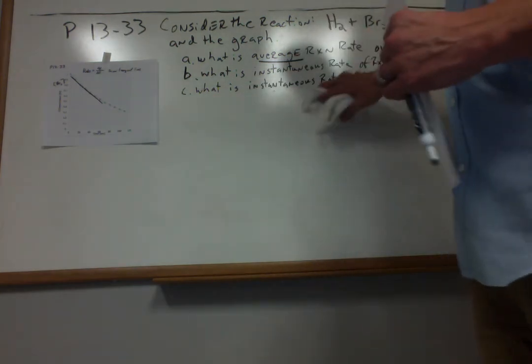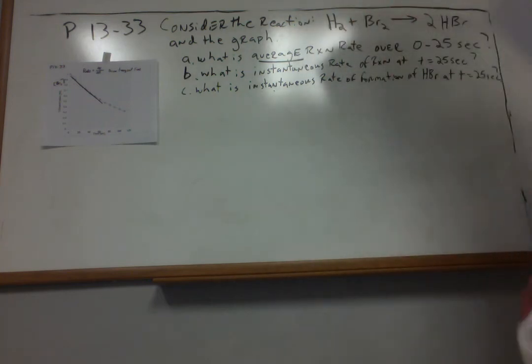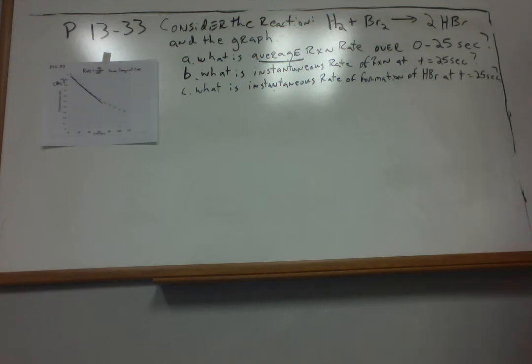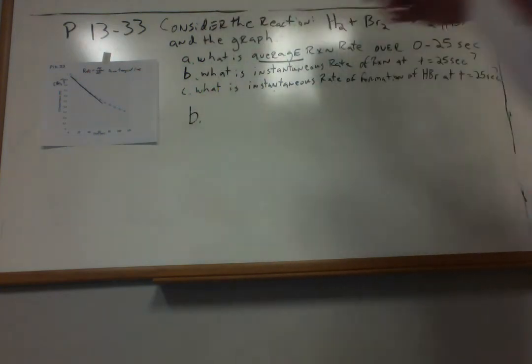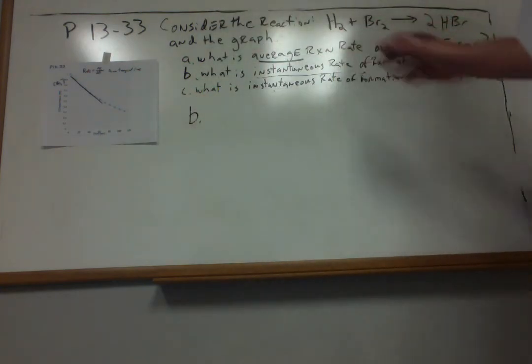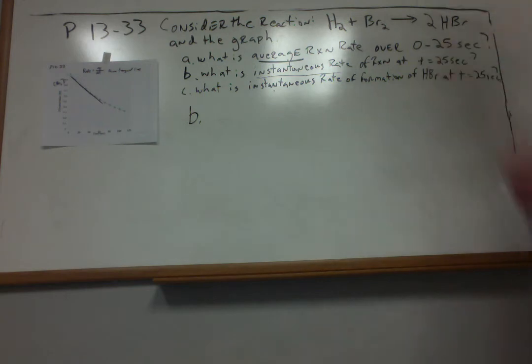Measurement of instantaneous rate is important because that's what we use to develop our rate laws. So we have to be able to measure instantaneous rates based on laboratory measurements. That's important to know. It's not the same as the average rate. The instantaneous rate is the rate at one very specific point in time.